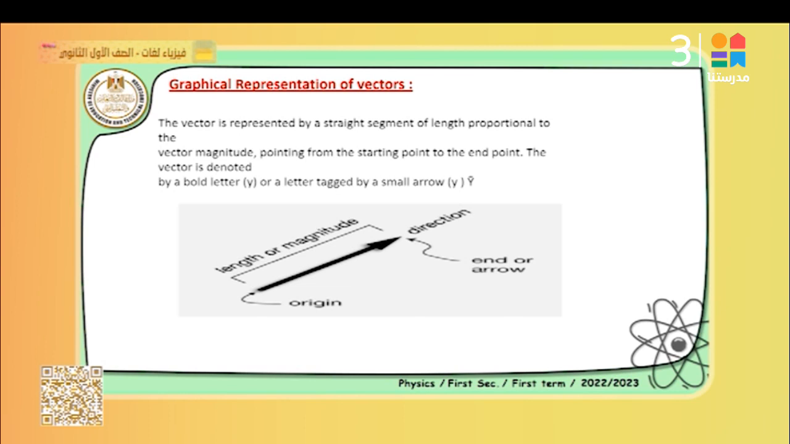And on the top of this letter we just put a small arrow. بنحط عليه سهم صغير which means this is the vector that we are concerned with in our study. So just like in the image we have here the original point تمام، and the direction اللي هو نفس اتجاه راس السهم الموجود عندي دي direction of motion، which means هو بيتحرك في الاتجاه ده، أو ده اتجاه الدايركشن بتاع الفيكتور. تمام. The length of the vector is relative to the magnitude of the vector.